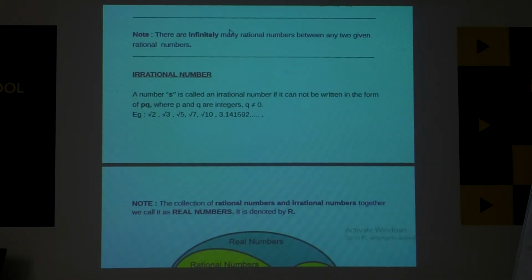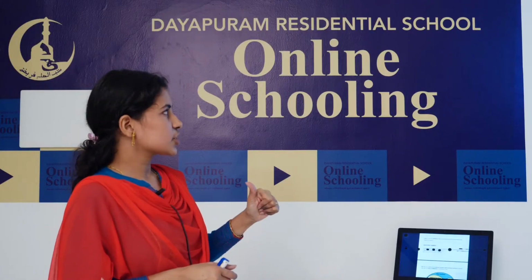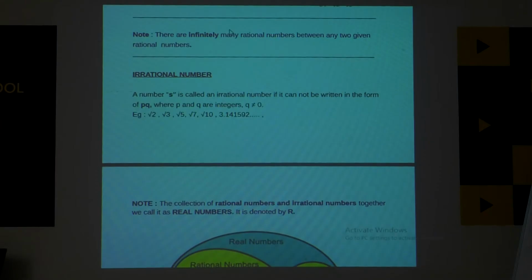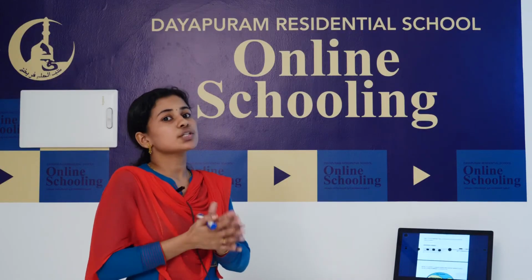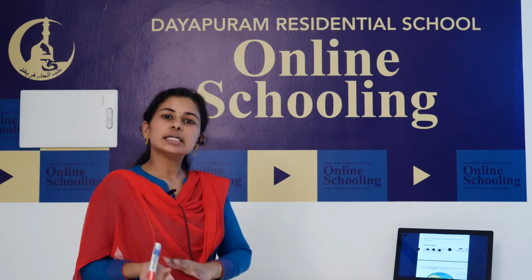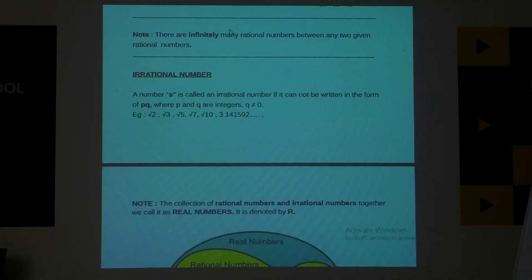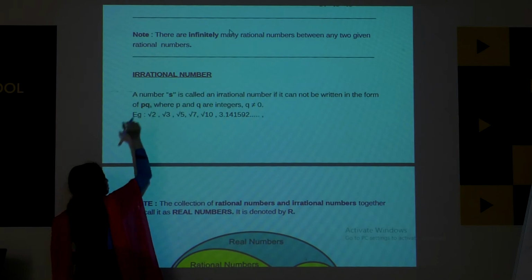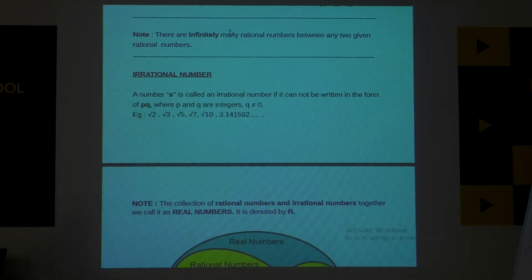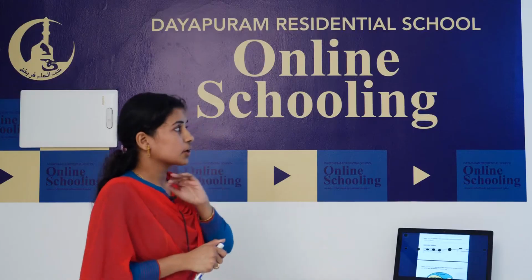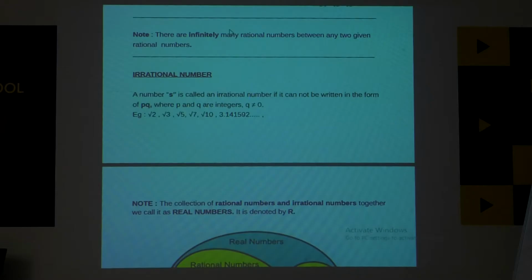So, we studied numbers: natural numbers, whole numbers, integers, rational numbers. The next section is irrational numbers. Rational numbers are the numbers represented in the p by q form, where q is non-zero and p and q are integers. Irrational numbers are just the opposite of rational numbers. They cannot be written in the form p by q, where p and q are integers.